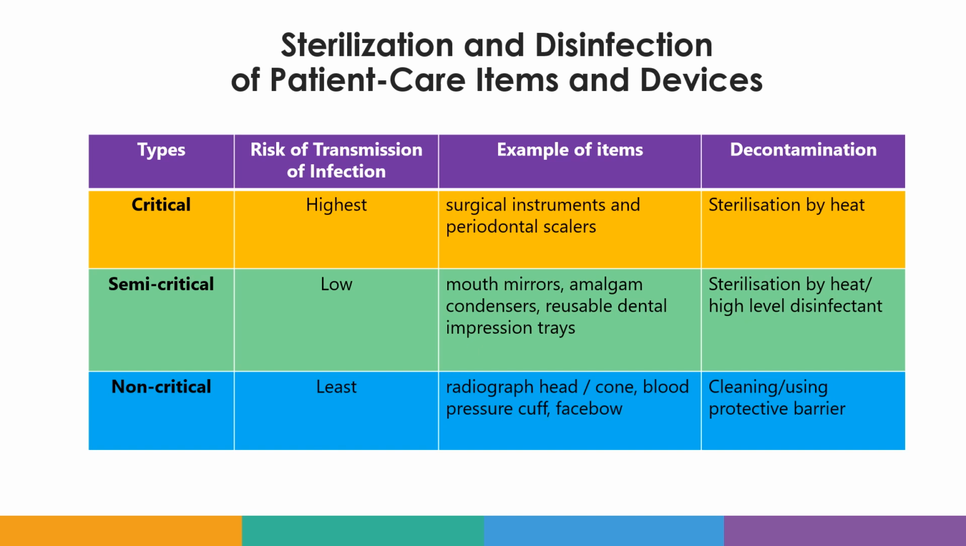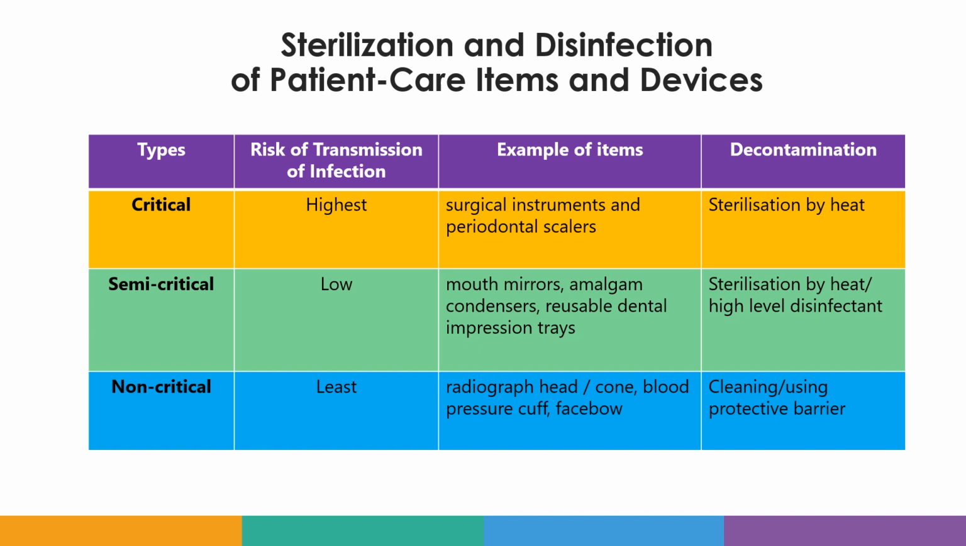Let's go through some of the patient care items and devices based on the three categories: the risk of transmission of infection and the method of decontamination. Under the critical category, this has the highest risk of transmission of infection. The examples of items are surgical instruments and periodontal scalers, and the method of decontamination is via sterilization by heat.